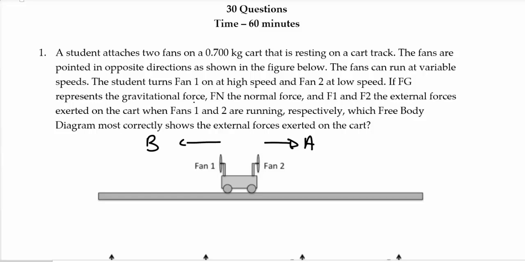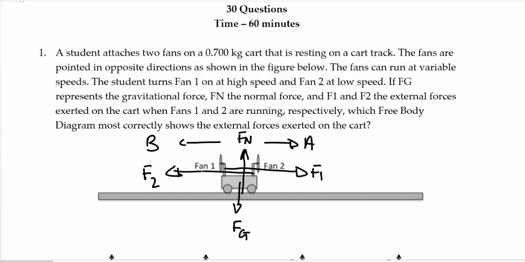FG represents the gravitational force. This is the gravitational force. FN represents the normal force. This is FN. F1 and F2 are the external forces due to fan 1 and fan 2. So F1 is the force due to fan 1, which will act that way. And F2 is the force due to fan 2, which will act that way.